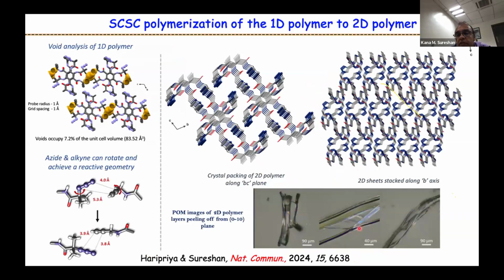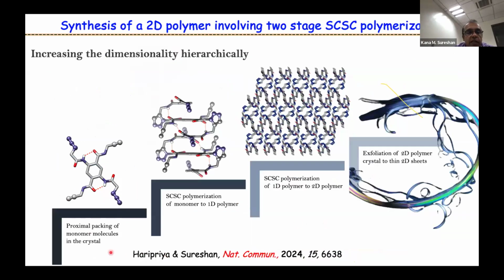Now you can peel off each of these layers, or a few layers, by soaking in some solvent and putting a little bit of acid. When you put acid, this triazole nitrogen gets protonated, and because of the positive repulsion, this gets exfoliated, and you can get layers of this 2D polymer. So this is really hierarchical: monomer, 1D polymer, 2D polymer, then sheets.